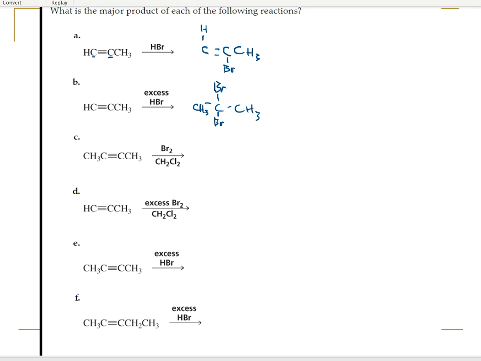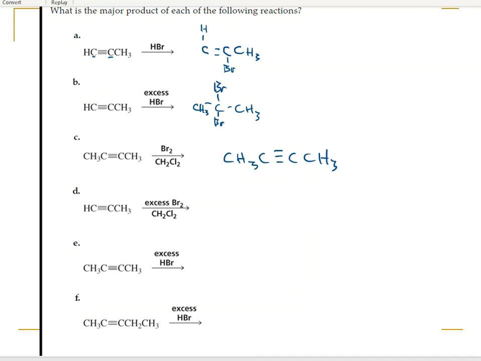If I look at C, this is 2-butyne, and we're adding Br2 and CH2Cl2. Notice again, in all of these others, they're writing excess. In D, they're writing excess. Here, they did not. So it's probably a good sign that they just want me to do this 1 time, and that is it, which is okay. Not a big deal. I mean, we interpret this the same every single time anyway.